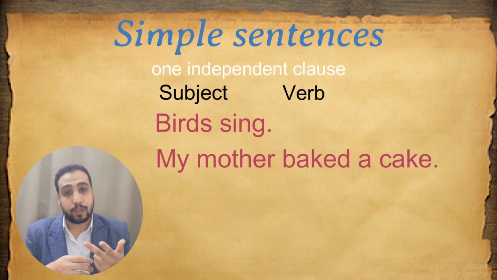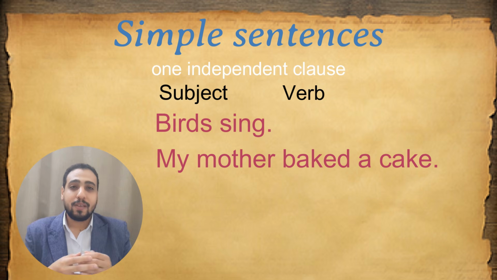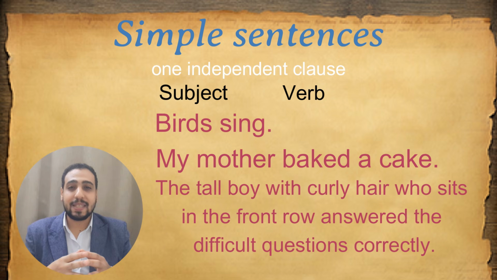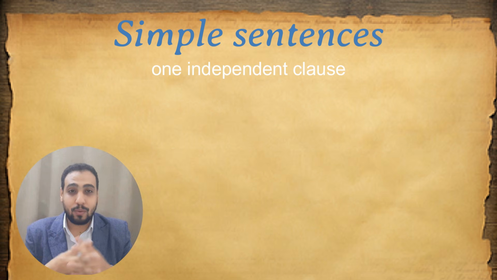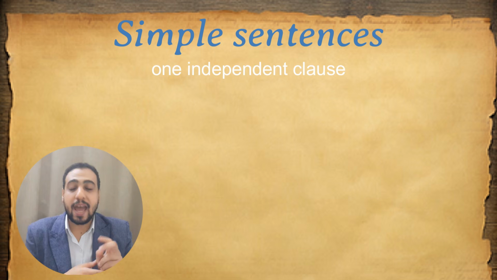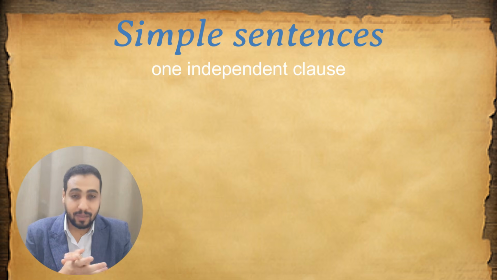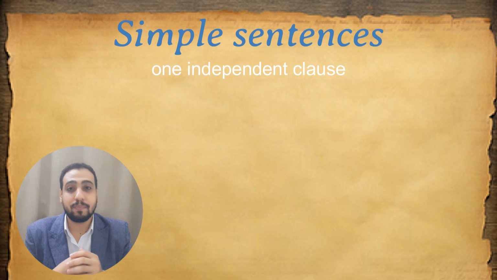Subject, verb, and object. Now, here is a common misconception. Simple sentences are not necessarily short sentences. For example, the tall boy with curly hair who sits in the front row answered the difficult questions correctly. This is still a simple sentence. But why? Because it has only one subject, the boy, and one verb, answered. The length doesn't matter. The rule is one independent clause equals a simple sentence.